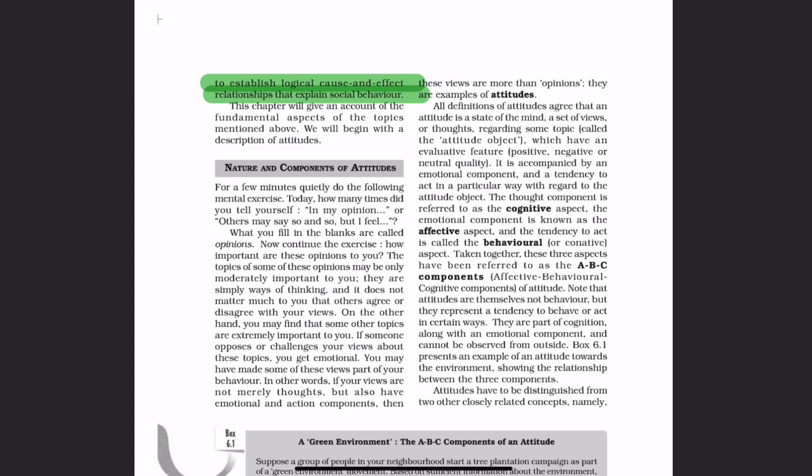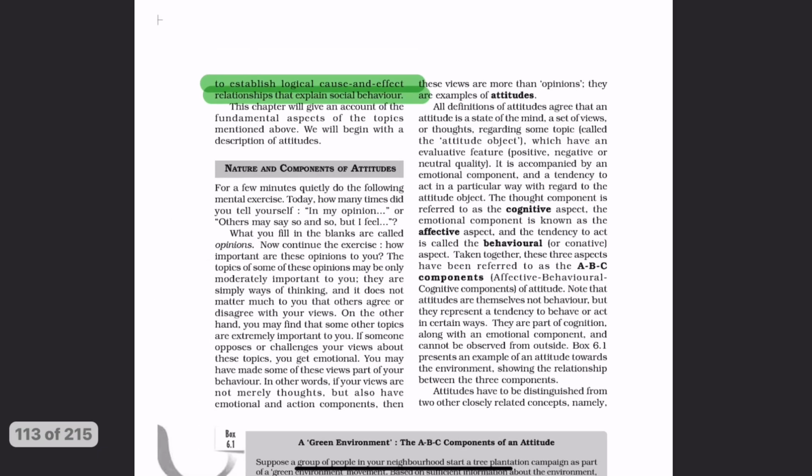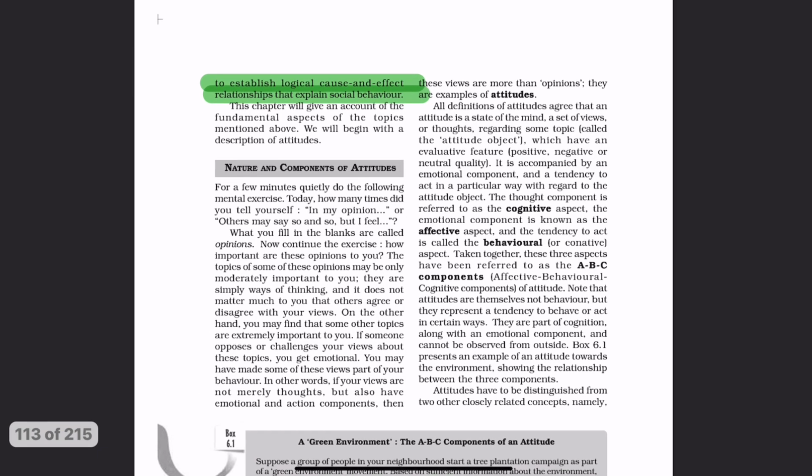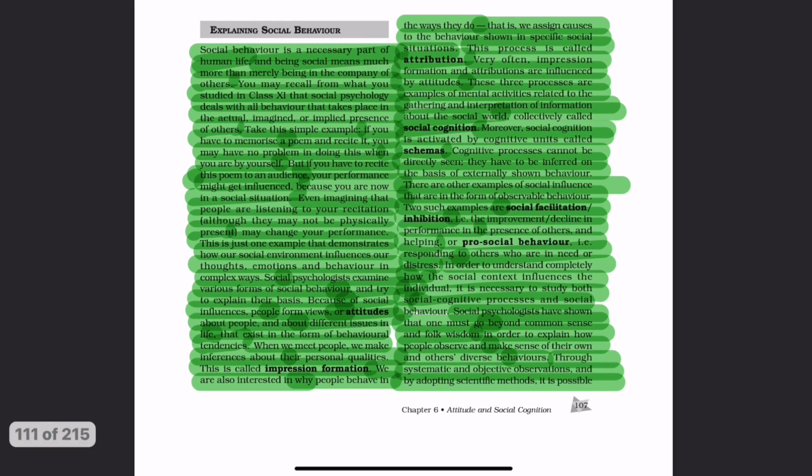सो यही चीज़ों को हम आके डिस्कस करने वाले हैं, जैसे नेचर एंड कंपोनेंट ऑफ एटीट्यूड। सो क्या होता है एटीट्यूड, क्या होता है प्रो सोशल बिहेवियर, जो भी कॉन्सेप्ट्स हमने पढ़े, उनको और डिटेल में हम पढ़ेंगे। सो दैट वाज इंट्रोडक्शन ऑफ सोशल बिहेवियर.